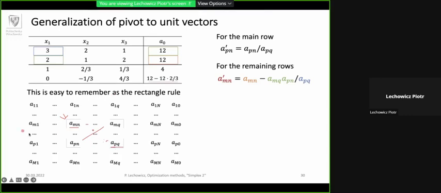And it applies to all the values, because if we select the value in the same row, it's equal to this value minus this multiplied by this divided by this. So it's equal to this value divided by this.